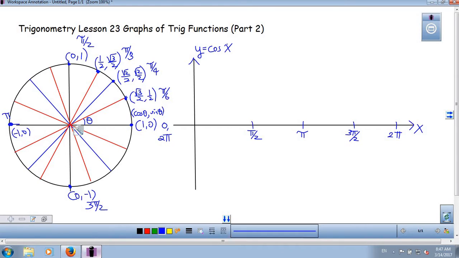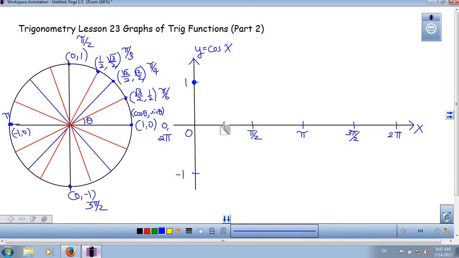So let's take a look at what cosine values start with. When theta is equal to 0, cosine is 1. So that means on this graph, when x is equal to 0, cosine is going to be equal to 1. So we're going to put a dot at 1 here. And the next one is square root 3 over 2 when theta is pi over 6.